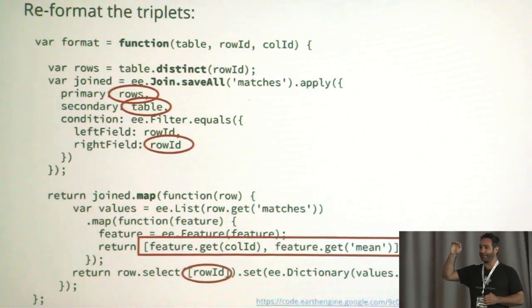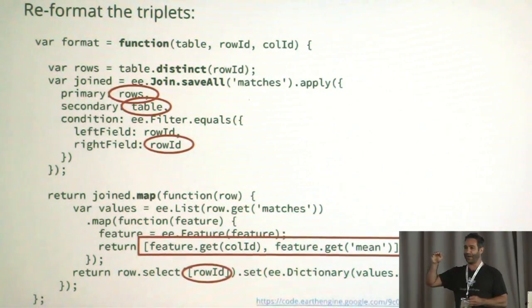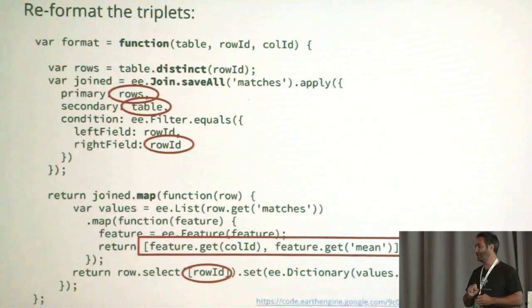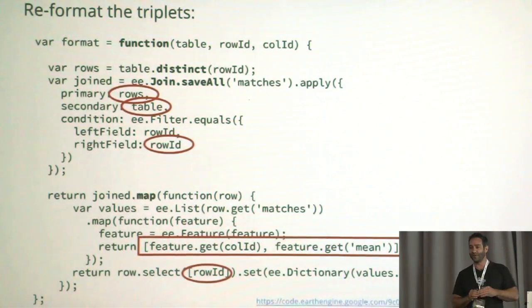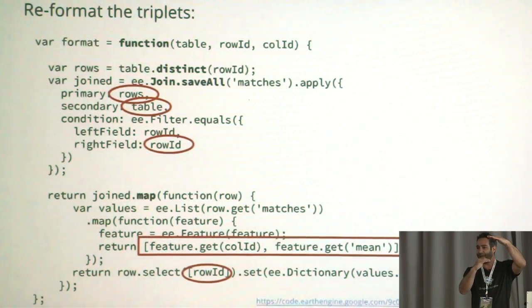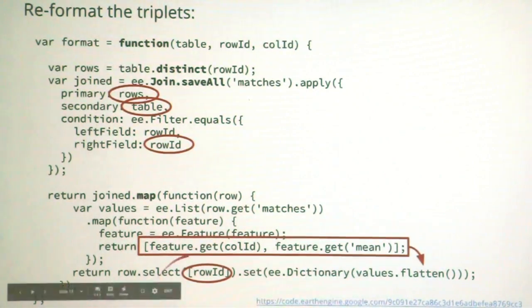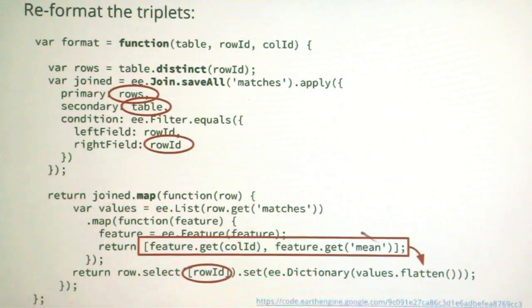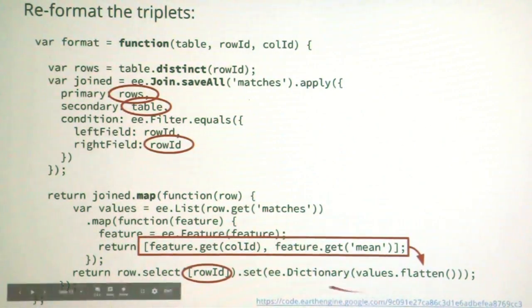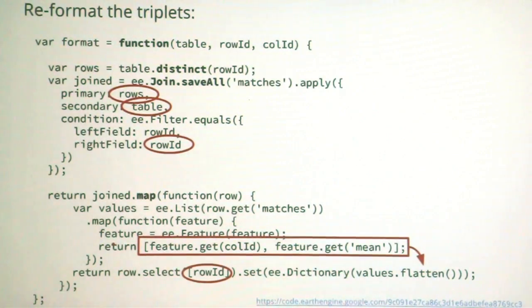And when you give the list of pairs to the dictionary constructor, it says, okay, this is a list of key-value pairs. So I'm going to take the first thing, make it the key, the second thing is the value, go to the next pair, and so forth. And create a giant dictionary in which the keys are the column IDs and the values are the reducer outputs. And that dictionary can be used to set a property on the feature.